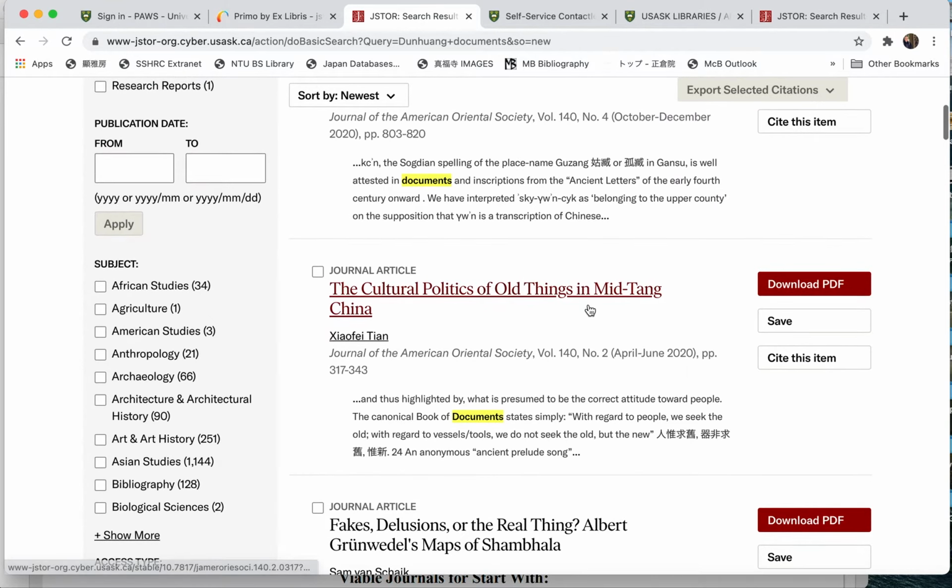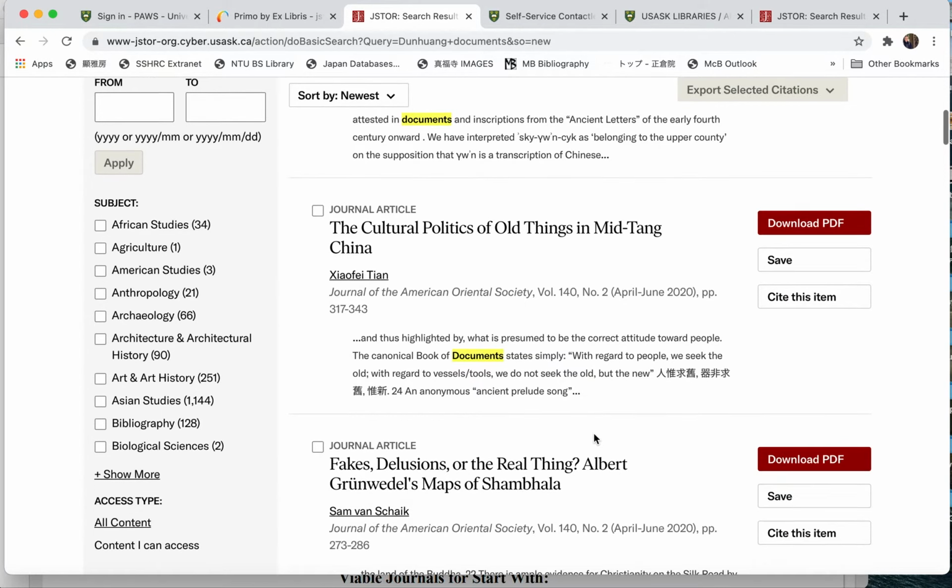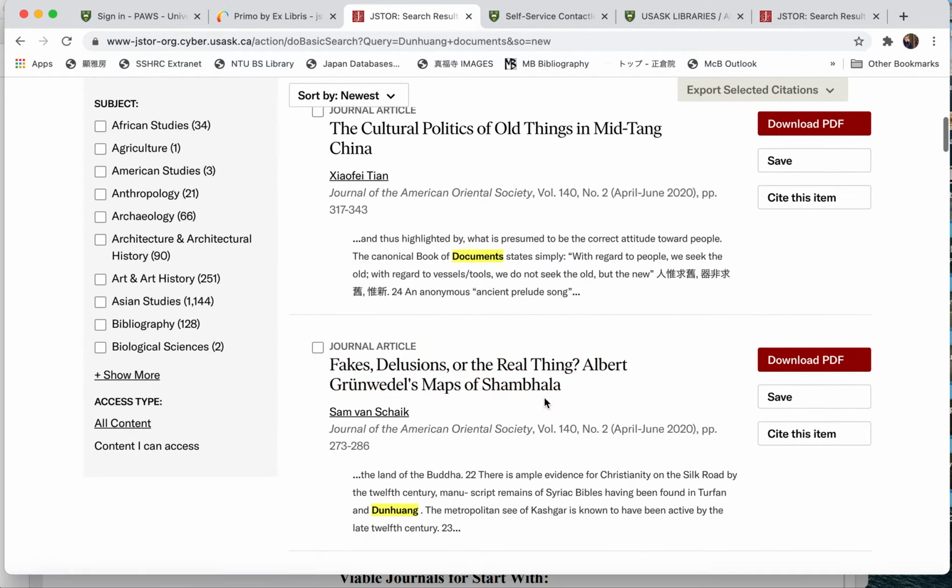Also, you can see right here that this author knows Chinese, or they wouldn't be giving you the text there. Fakes, Delusions, or the Real Thing: Albert Grünwedel's Maps of Shambhala. I strongly recommend this article if anybody's curious. Sam van Schaik, that's how you pronounce his name, is one of the very best in the field, and he writes with a really clear perspective if you're interested in this kind of thing. He's looking at mostly Tibetan texts, okay? But that'd be an example.